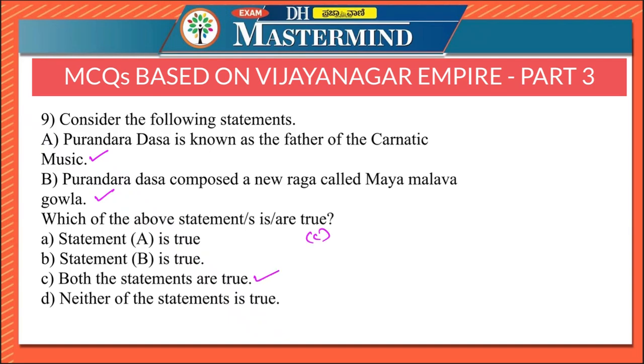Purandaradasa is known as father of Carnatic music. This is true. He composed a new raga called Maya Malava Gaula, and he has also written a book on music called Bala Sangeeta. Please remember this, Bala Sangeeta. He simplified Carnatic music, and he also has written famous songs like Lambodara Lakumikara Ambasuta Amaravinuta and Kereya Neeranu Kerege Chelli.